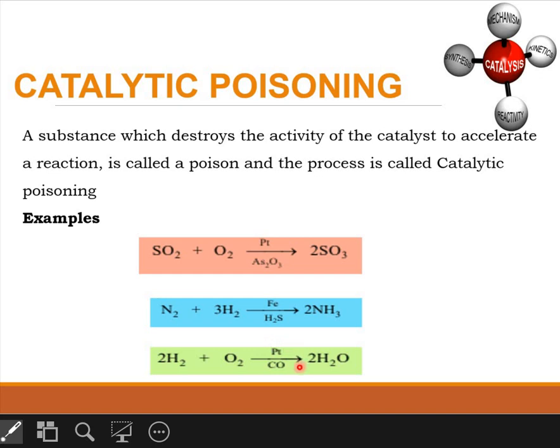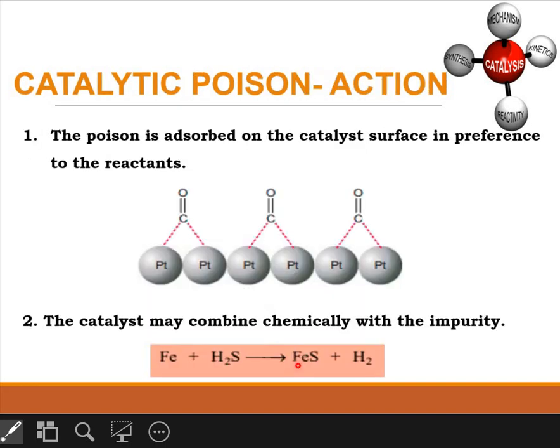Okay, so in what way does this substance destroy the activity of the catalyst? Sometimes it is adsorbed on the catalyst surface in preference to the reactant, or it sometimes reacts with the catalyst and produces some new chemical compounds. So let us look at this diagram. Here the platinum metal array, the catalyst, is there. Before the reactant is adsorbed on the surface of the platinum, the carbon monoxide is adsorbed on the catalyst surface in preference to the reactant. In this way, it poisons the activity of the catalyst.